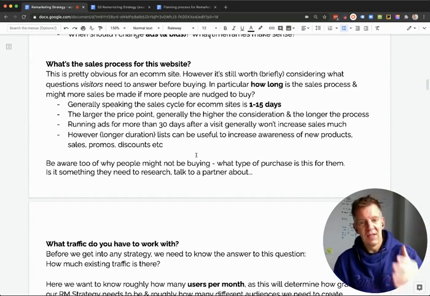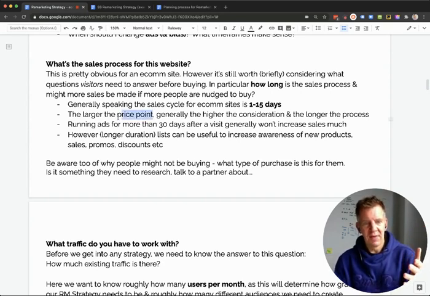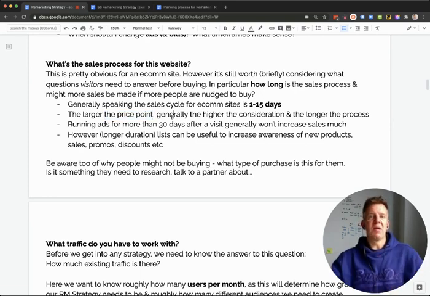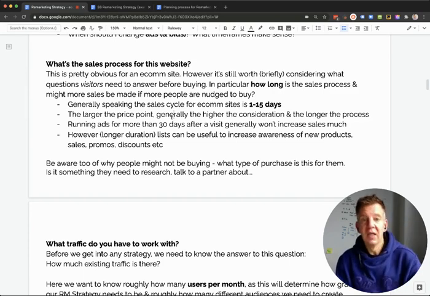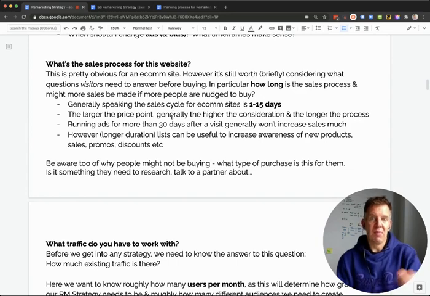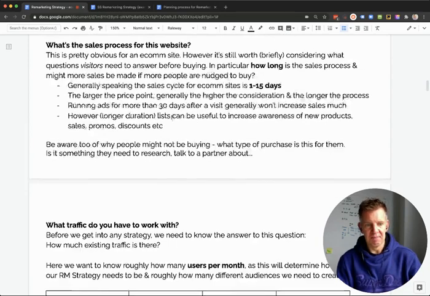So, sales process. The larger the price point, generally speaking, the higher the consideration. If you're selling houses, then that's probably going to be a multi-month purchase. If you're selling something small, then people are probably going to make more of an impulse purchase.